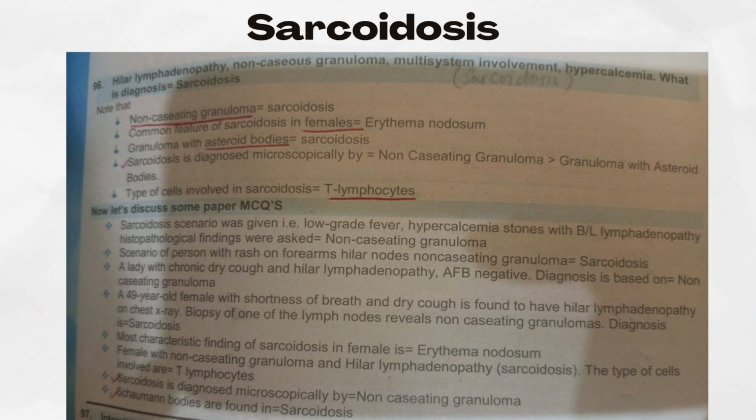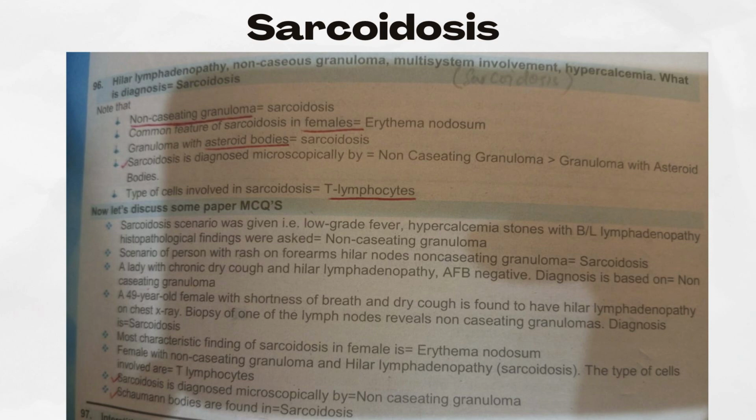Non-caseating granuloma is present in sarcoidosis. All the MCQs that are related to point 96 are related to sarcoidosis, and everything mentioning non-caseating granuloma. Moreover, the most common feature of sarcoidosis in females is erythema nodosum. And if there is a question on granuloma with asteroid bodies, that is also seen in sarcoidosis.